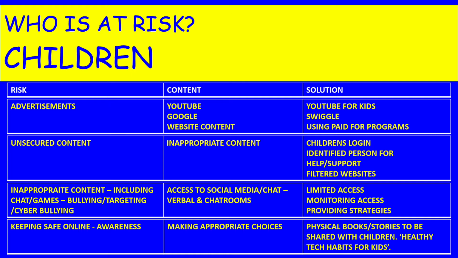We need to think about what kind of things we are accessing in front of the children, because the children are constantly looking over your shoulder, seeing what you're doing. So whether you're on social media, thinking about who's around you when you're doing that.